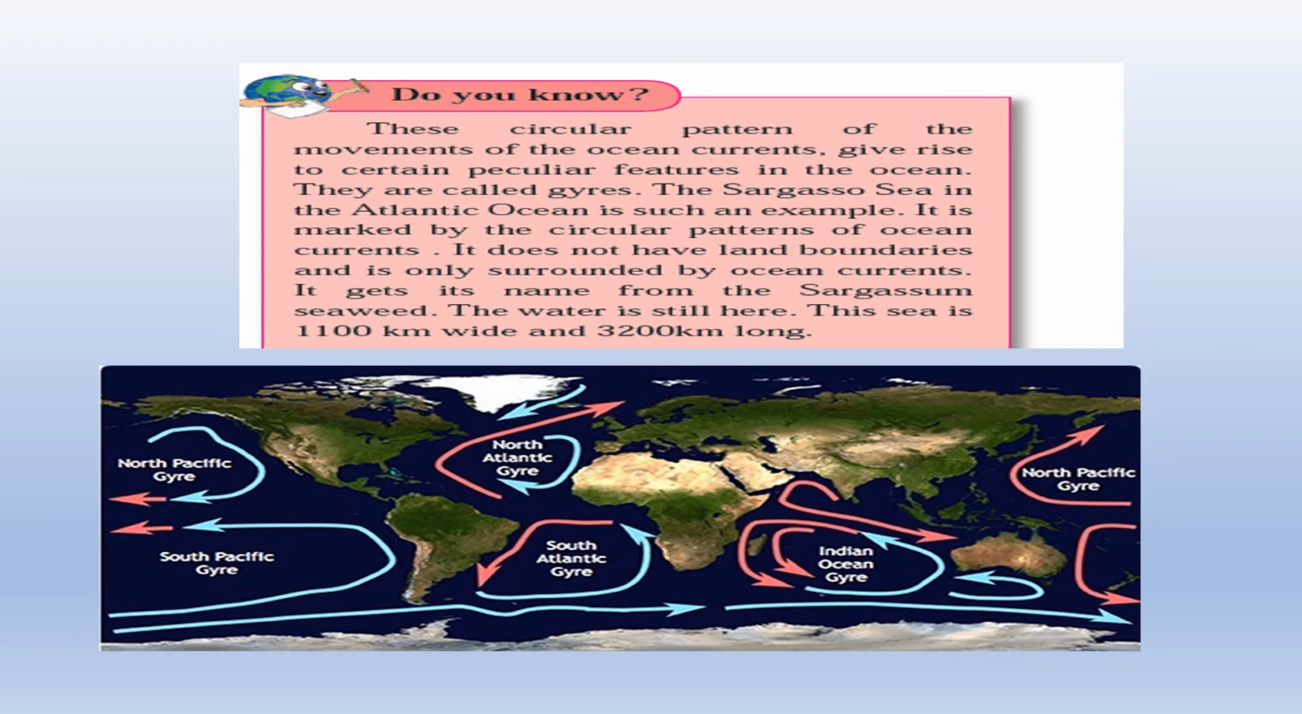The water is still, and this gyre is almost 1,100 kilometers wide and 3,200 kilometers long. It is found in the Pacific. It is found in the Atlantic, that is the North Atlantic and South Atlantic, and even in the Indian Ocean. It is a very important feature that one has to understand.